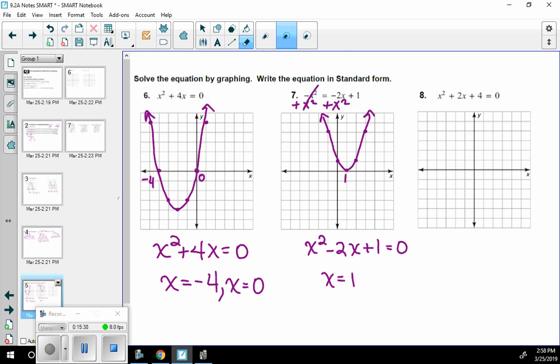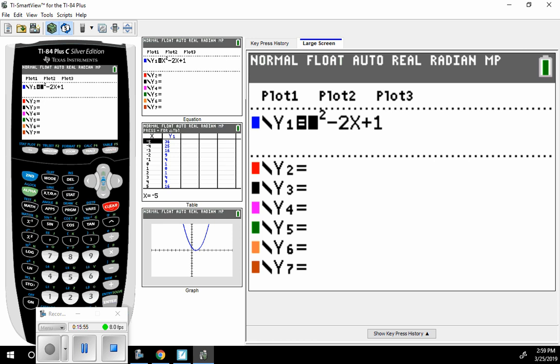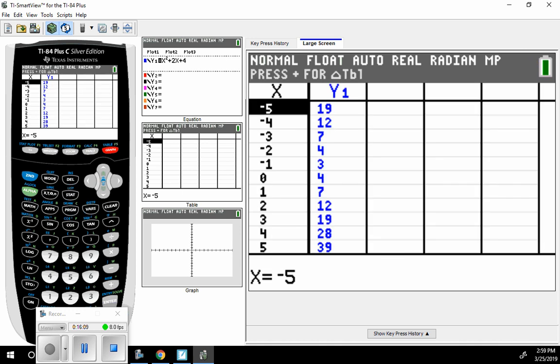Let's try number 8. Is it already in standard form and equal to 0? Yes. Right? So this part is already done. It's already x squared plus 2x plus 4 equals 0. Looks good. Let's pull up some points we can graph. So we're looking at x squared plus 2x plus 4. And then when we pull up a table of values, we've got negative 3, 7, negative 2, 4, negative 1, 3, 0, 4, 1, 7. This will probably all be pretty close to fit. So let's graph it.